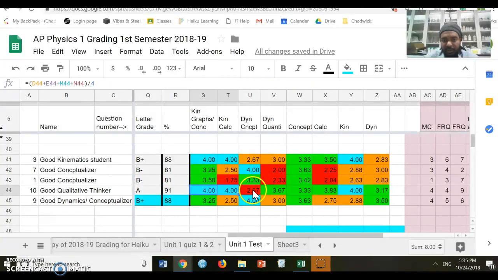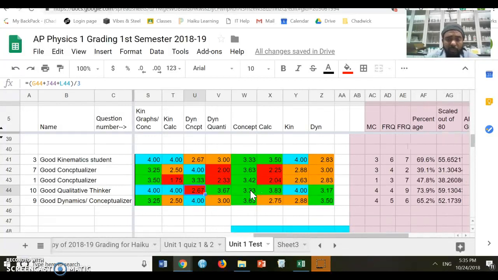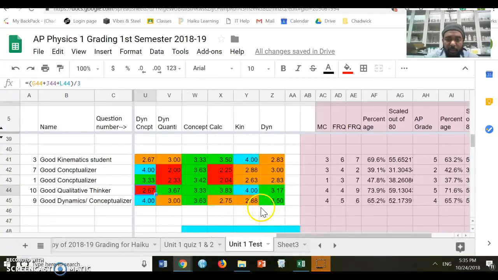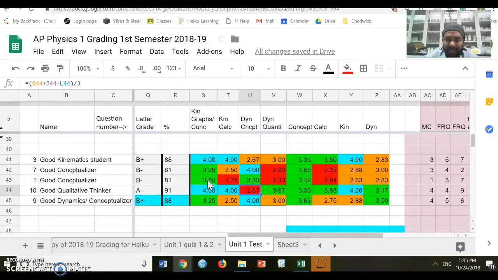mastered kinematics, didn't do as well in dynamics, but had a clear discrepancy in concepts versus calculations. They did better in the calculations and poor in the concepts. So this is telling me that this student is overall a good student and pretty strong in math, but needs to work on their conceptual understanding. So a lot of different information. And you can see students can get the same letter grade by many different paths.